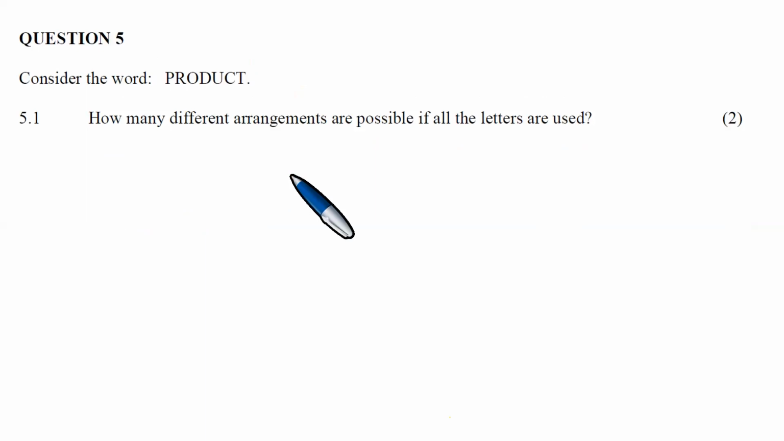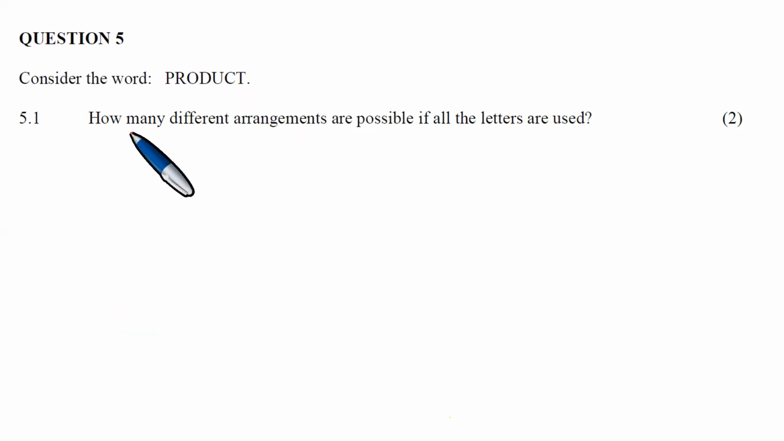Right, consider the word product. Consider the word product again. How many different arrangements are possible if all the letters are used? First things first, you need to look at how many P's there are. There's only one P, only one R, only one O, only one D, only one U, only one C, only one T. Now, that is very, very important.